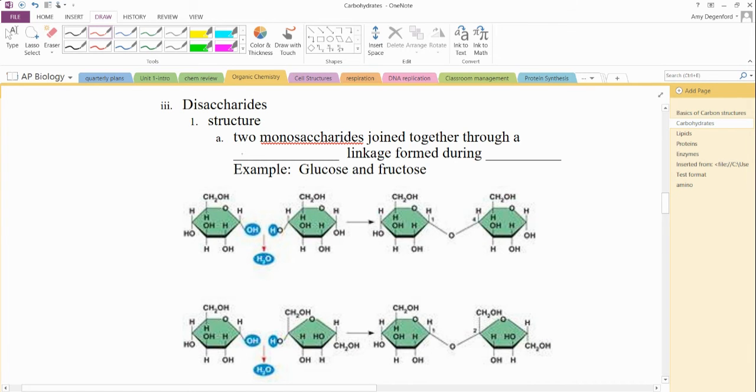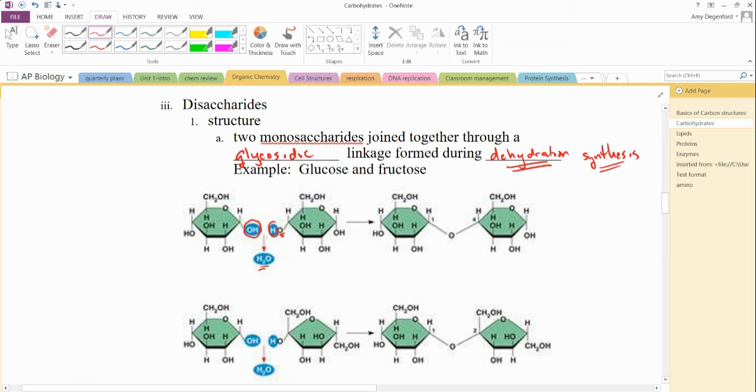We join them together, we form a glycosidic linkage or a glycosidic bond, and we're going to do so through a process called dehydration synthesis. Now, dehydration synthesis, you're going to just break down the word. You're removing water and you're creating something bigger. You're synthesizing. So notice you're going to take OH and an H, an oxygen and hydrogen, and another hydrogen from that oxygen, and you're going to form H2O.